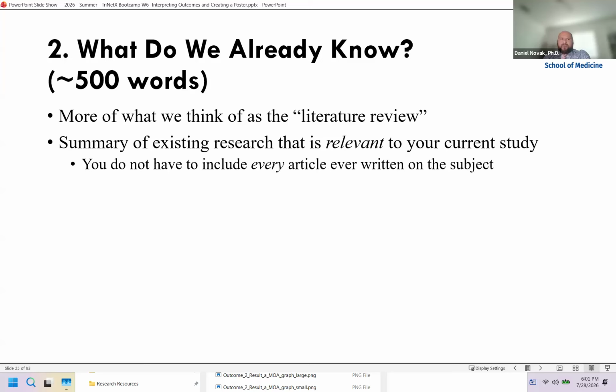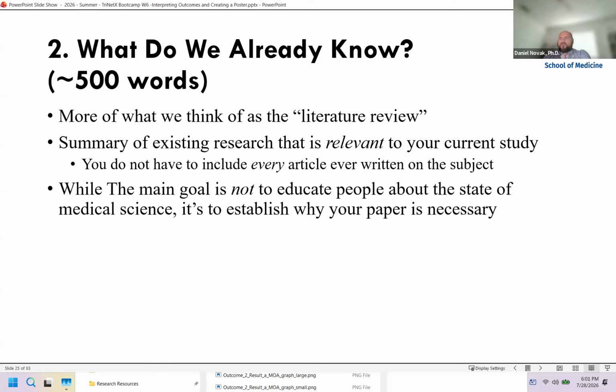And I think that's something that I want to see people do more of in their life. You don't have to include every article ever written on the subject. Though I'm currently writing a study where we have something like 75 studies we're citing because we did consult as broad a literature as we possibly could to develop, in this case, a survey instrument. And the main goal is not, again, not to educate people about all of medical science. It's to establish why your paper is necessary.